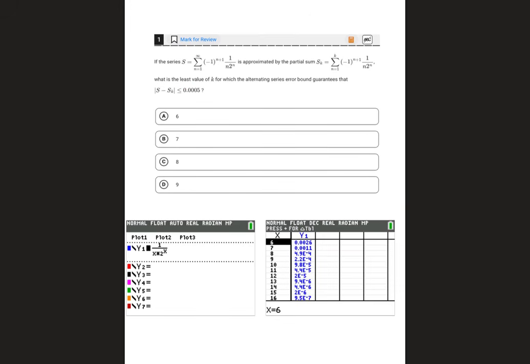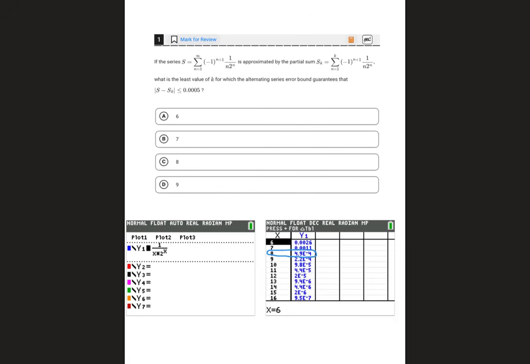Because if we know that the error is less than a number less than this, then it's going to be less than this also. So we want to see what's the first number that's really less than this. And so if you go down here, if you notice at x equals 8, oops, one second. So at x equals 8, okay, that's really for us, that's when k equals 8.